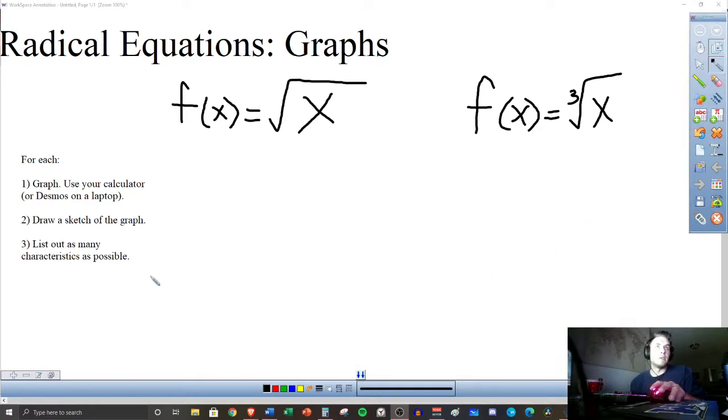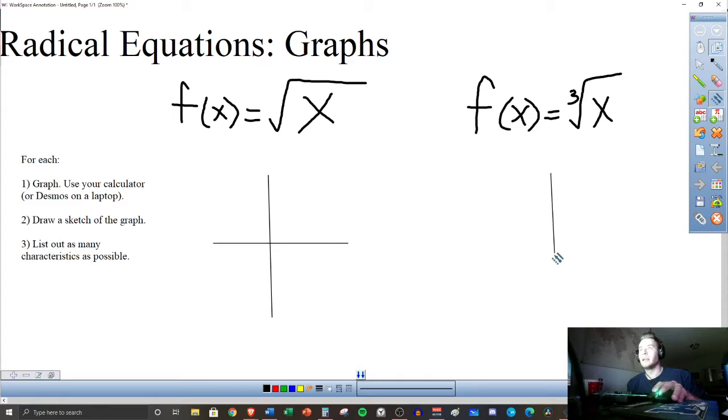All right, and here are your directions, because I'm going to have this video paused. When it's paused, you are to graph using your calculator, so you'll see what this looks like on a calculator. Those that need to use Desmos on your laptop, you'll do that. Make sure you have a laptop to do that. Then you're going to draw a sketch of the graph. In your notes, you can make an XY axis. Again, a sketch is very simple. It doesn't have to be detailed. I'm not even going to put numbers on mine, but go ahead and get that formed in your notes.